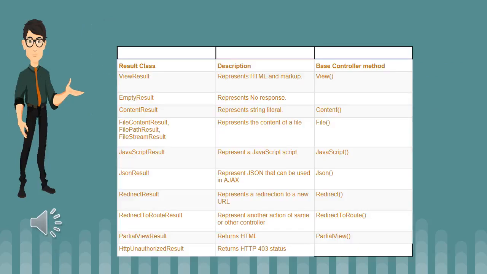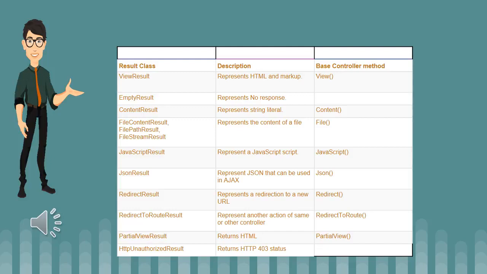Result class, description, base controller method. ViewResult represents HTML and markup: View. EmptyResult represents no response. ContentResult represents a string literal: Content. FileContentResult, FilePathResult, FileStreamResult represent the content of a file: File. JavaScriptResult represents a JavaScript script: JavaScript. JsonResult represents JSON that can be used in Ajax: Json.